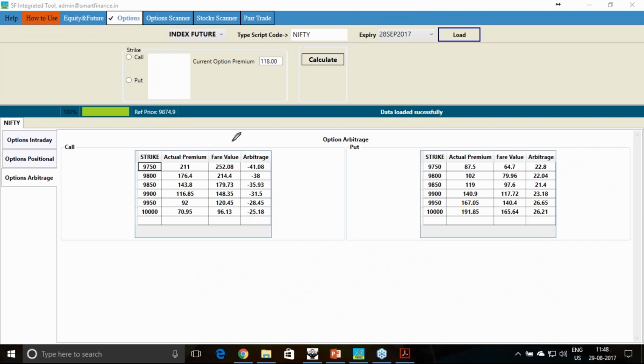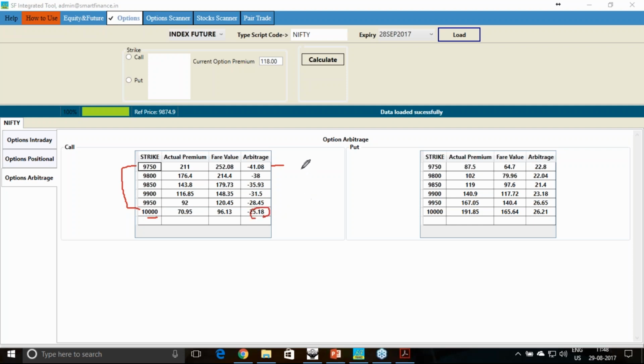Sometimes you can make use of these things in intraday trade also. But while doing this trade on an intraday basis, you have to take the same strike option. Say you are buying a 9750 call option, which has 41 rupees of arbitrage value. You can sell one 10,000 call option, which has 25. So net arbitrage value, you are buying an option having 41 rupees lesser as compared to its fair value, and you are selling an option at a 25 rupees excess. So you can say 16 rupees of arbitrage opportunity you are pocketing as profit.